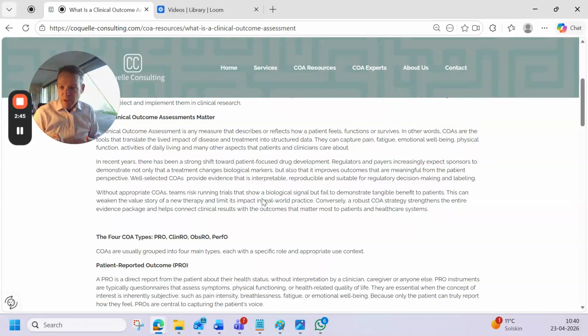Without appropriate COAs, teams risk running trials that show a biological signal but fail to demonstrate tangible benefit to patients. This can weaken the value story of a new therapy and limit its real-world use. Conversely, a robust COA strategy strengthens the entire evidence package and helps connect clinical results with the outcomes that matter the most to patients and healthcare systems.